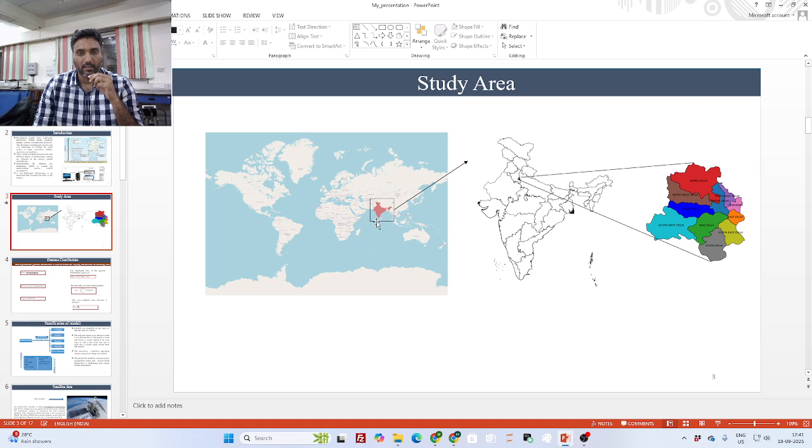Our study area is located in India. It's a small region in India, which is Delhi, the capital of India. And this is the district map of Delhi.